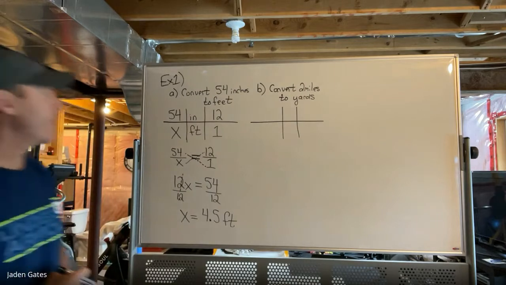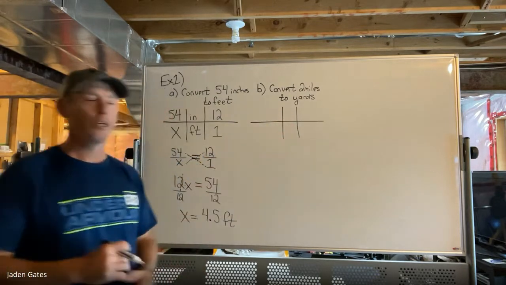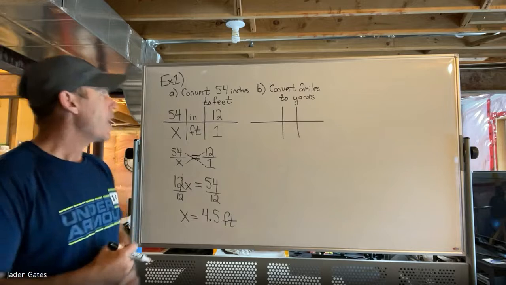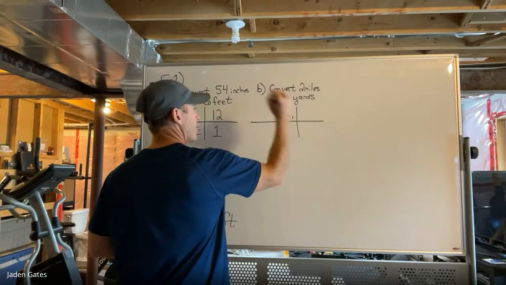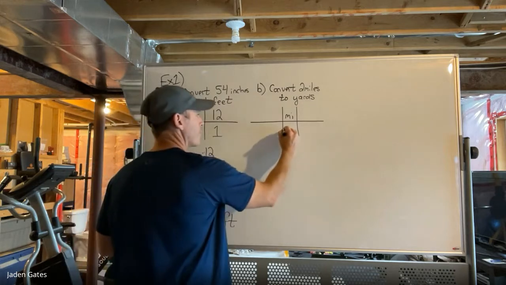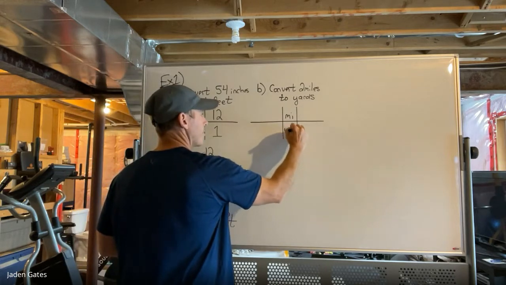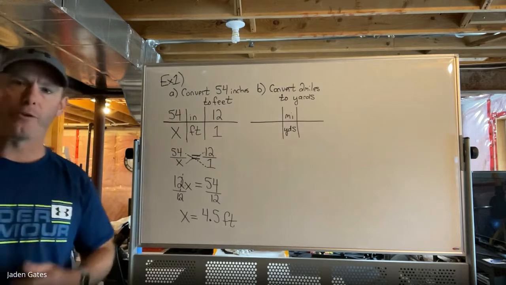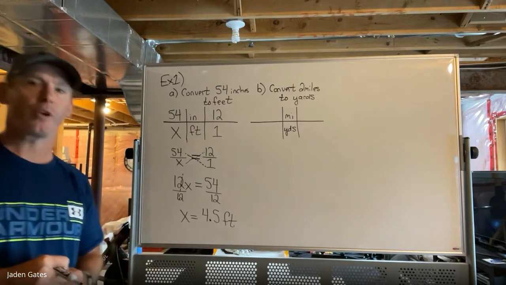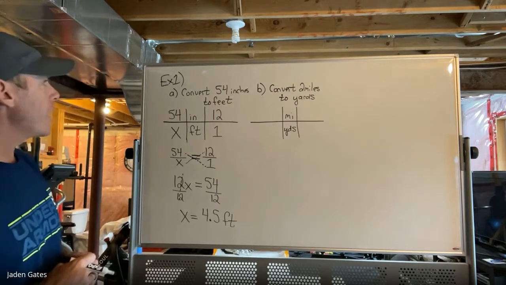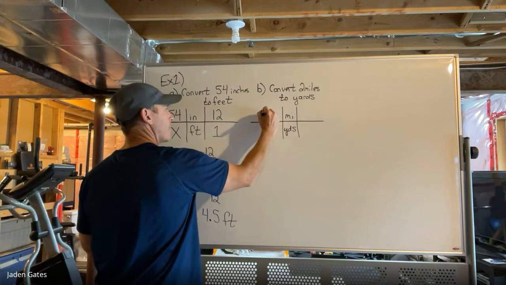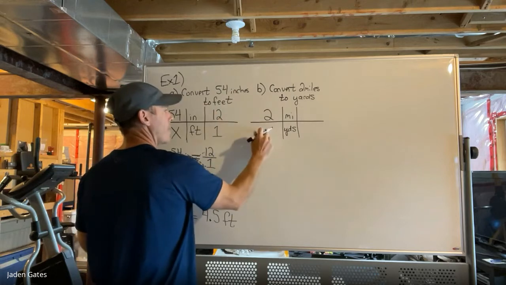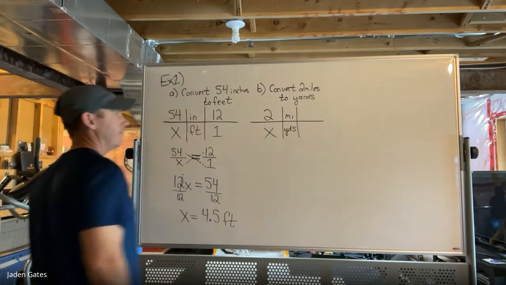Now I need to pick where my units are going to go to sort things out. I'm dealing with miles and yards. So I'll put my miles up top here, MI, and yards is usually YDS. You can write the full name, it doesn't matter. I just don't have as much room as you do. Now we have 2 miles, so miles is up top here, and I want to know how many yards, so I'll put an X.